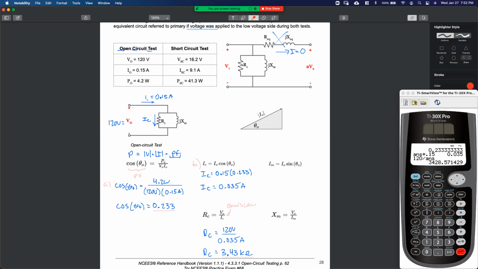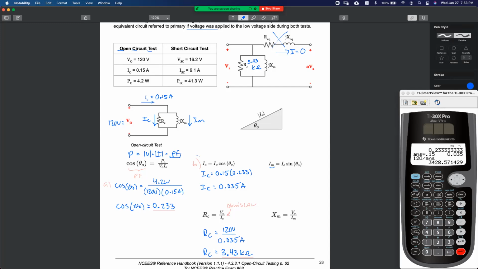All right. We just calculated R of C, right? R of C equals 3.43 kilo ohms. All right. Next step. And I meant to do this first. Where do these formulas come from? So if this is I of C and this is I of M, the next one we're going to solve for, right? The current drawn by the magnetizing reactance. Where do these formulas come from?